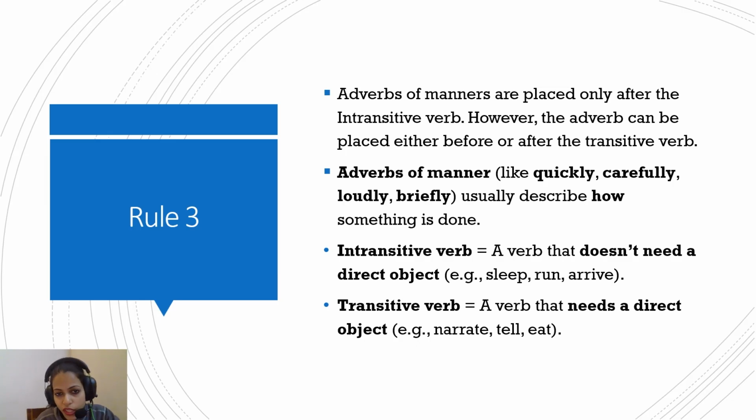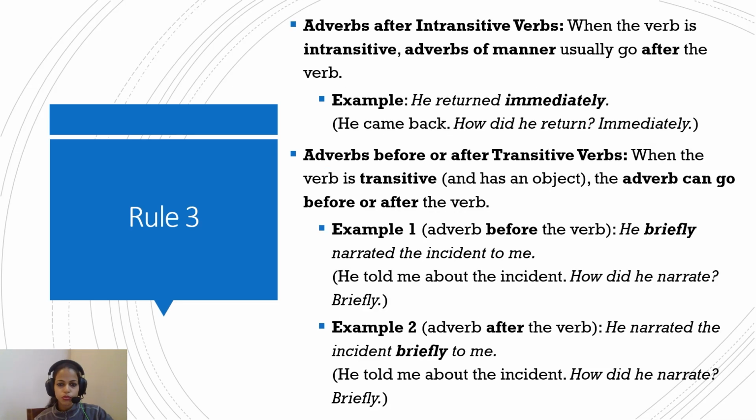Now let's read the rule once again. The adverbs of manner are placed only after the intransitive verb, but the adverb can be placed either before or after the transitive verb. Okay, let's try to understand this with the help of examples. Now, the first part of the rule, adverbs after intransitive verb. When the verb is intransitive, the adverbs of manner usually go after the verb.